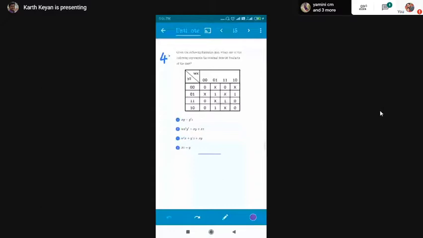Sir, is there any possible to cover 16 cells, sir? No, sir. Is there any possible to cover 8 cells at least? No, sir. Is there any possible to cover 4 cells, sir? Yes, sir. We have one 4 cell here. This is the first 4 cell. And this is our second 4 cell.